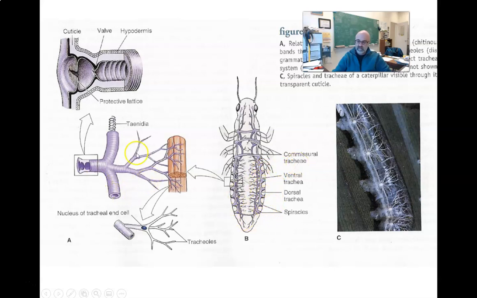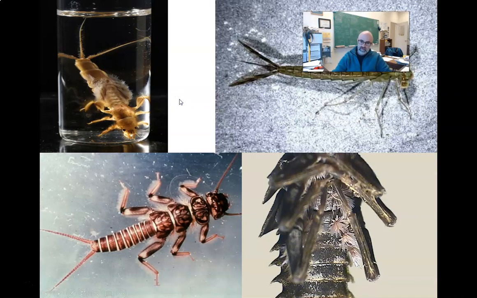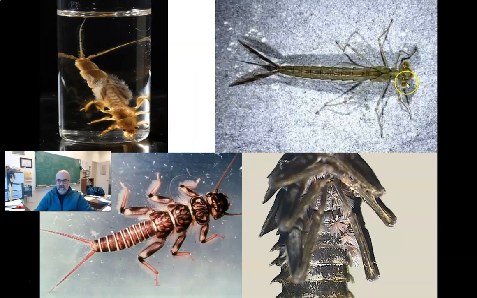body in these spiracles. Some aquatic insects, you can see little projections here that are thin-walled and have blood flowing through them. These are to absorb the oxygen from the water. These are all aquatic types. This is a damselfly. This is maybe a stonefly and a mayfly.